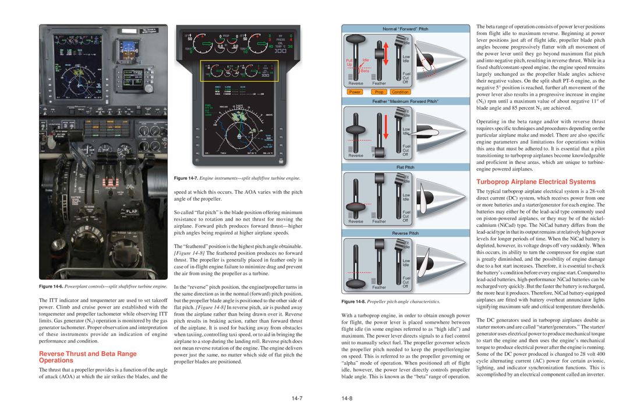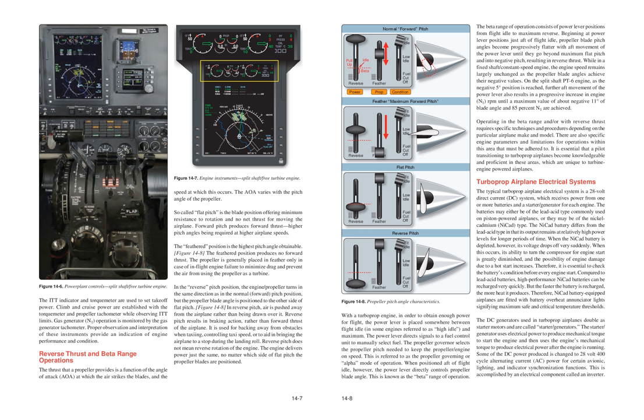Figure 14.8. Propeller pitch angle characteristics. With a turboprop engine, in order to obtain enough power for flight, the power lever is placed somewhere between flight idle, in some engines referred to as high idle, and maximum. The power lever directs signals to a fuel control unit to manually select fuel. The propeller governor selects the propeller pitch needed to keep the propeller/engine on speed. This is referred to as the propeller governing or alpha mode of operation.